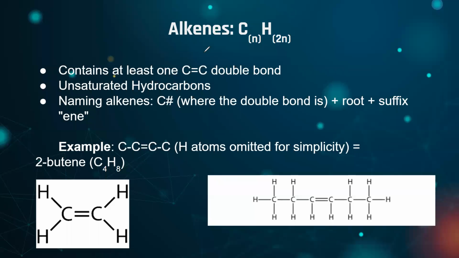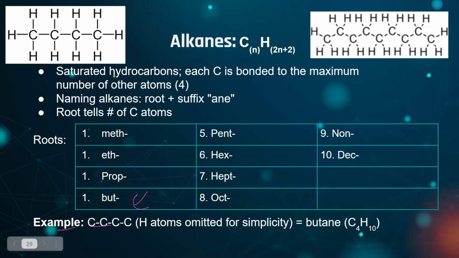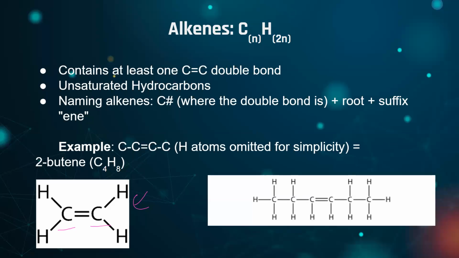So this right here on the left-hand side, this compound, there's 2 carbons there. So if I were to go back and consult my chart, 2 carbons means eth. So our root for this is eth. And since there's a double bond in the middle, we have that ENE ending, meaning that it's ethene.